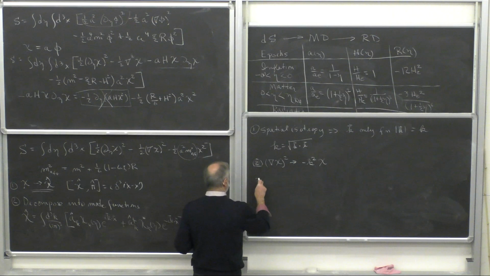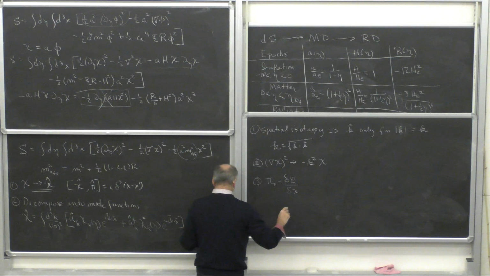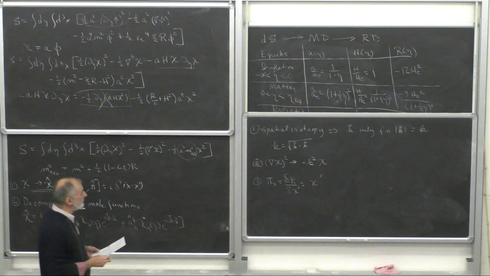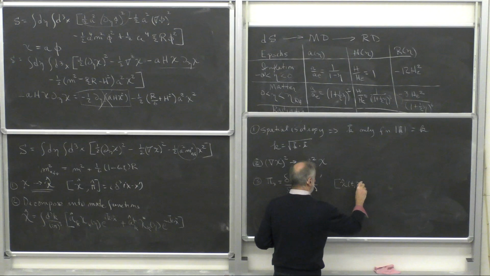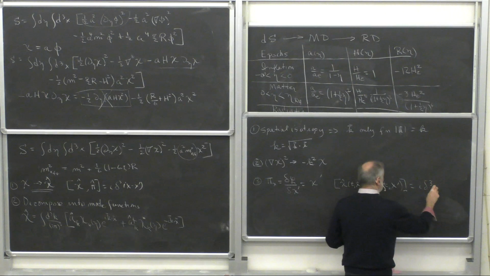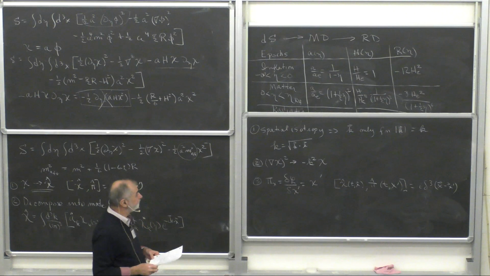And the momentum is just chi prime, prime being the derivative with respect to eta. So imposing the equal time commutation relations, and you can put an H bar in there if it makes you happy. So this is in the field operator.